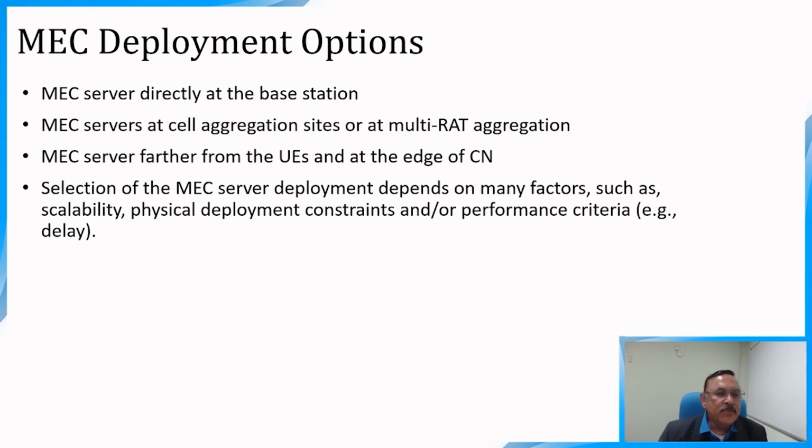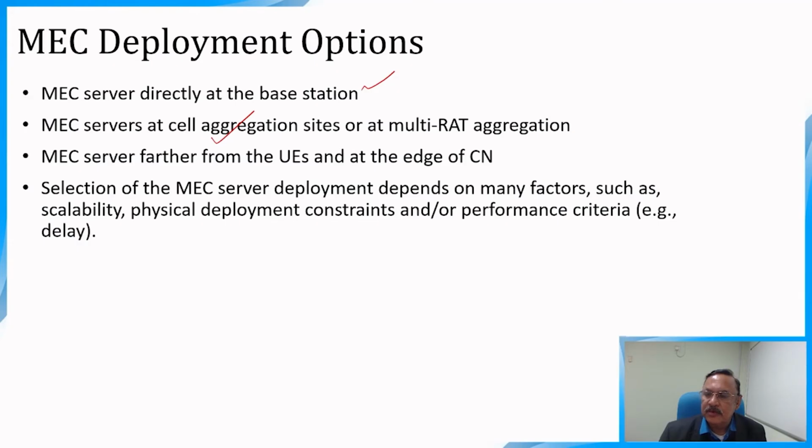So, MEC deployment options. MEC services will be provided by MEC servers, which have computation and storage resources at their disposal. There are several options where the MEC servers can be deployed. The first option is to deploy the MEC server directly at the base station, similarly as in the case of SCC or MCC. The second option is MEC servers at the cell aggregation sites or at a multi-RAT aggregation point.